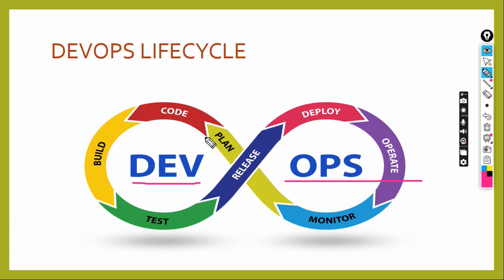The development team and the operations team collaborate on the projects and then deliver to the customer. First, there is the code. After the code, they build the code; in this build, some dependencies will be there, and they make a package. After building the code, they test the code. After testing, they release the code.